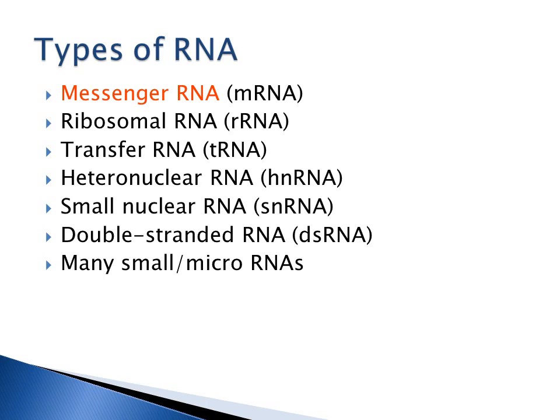Remember, there are various types of RNA. You have messenger RNA, ribosomal RNA, transfer RNA, heteronuclear RNA, small nuclear RNA, double-stranded RNA, if you're extracting from a double-stranded RNA virus, or if your RNA has annealed to itself to make its specific secondary structures, as well as small and microRNAs.